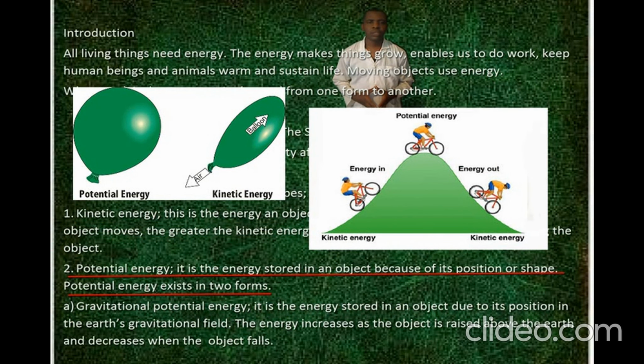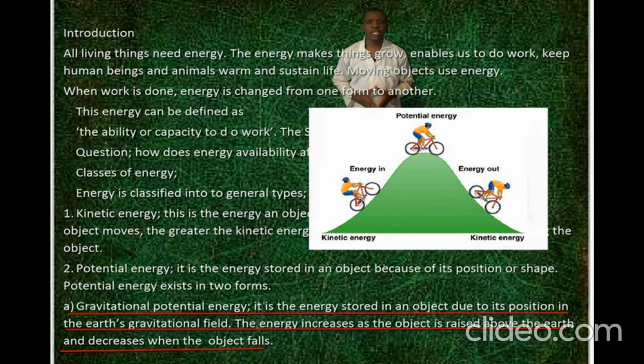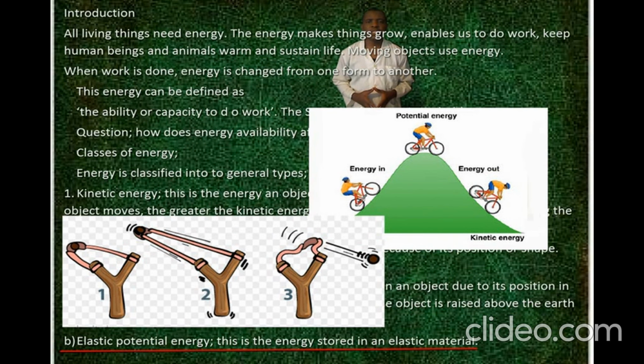Potential energy. It is the energy stored in an object because of its position or shape. Potential energy exists in two forms. A. Gravitational potential energy. It is the energy stored in an object due to its position in the Earth's gravitational field. The energy increases as the object is raised above the Earth and decreases when the object falls. B. Elastic potential energy. This is the energy stored in an elastic material.